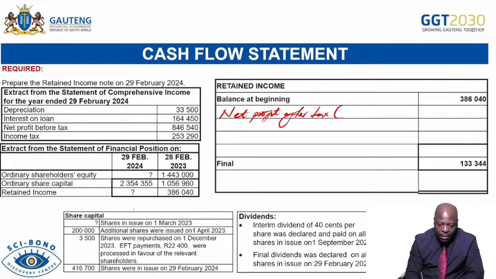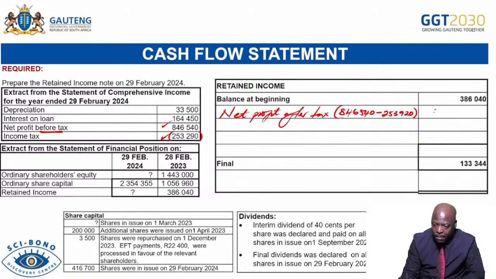Let's see what we were given. We were given net profit before tax, and then we're given income tax. That means I can take these two amounts and subtract them, and then I get my net profit after tax. So net profit before tax is 846,540. Then I'm going to subtract my income tax, which is 253,920. I'm subtracting it to get net profit after tax.